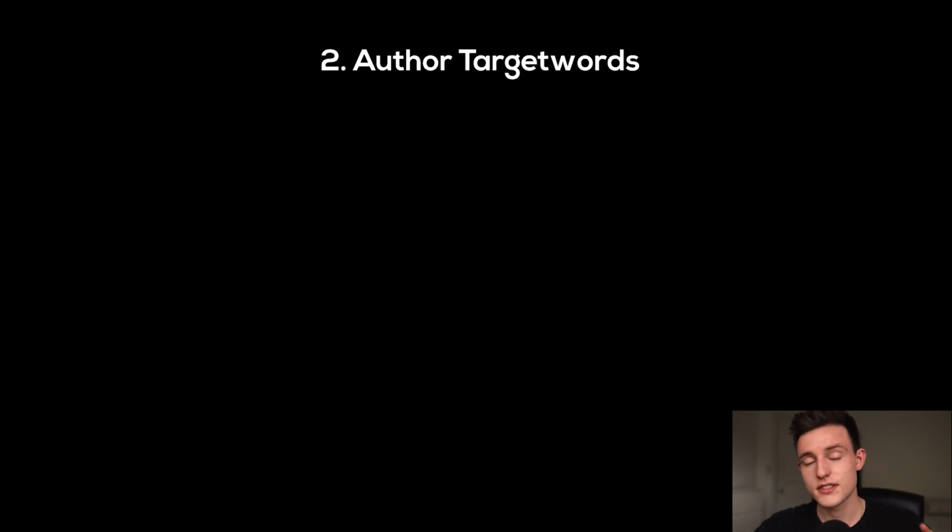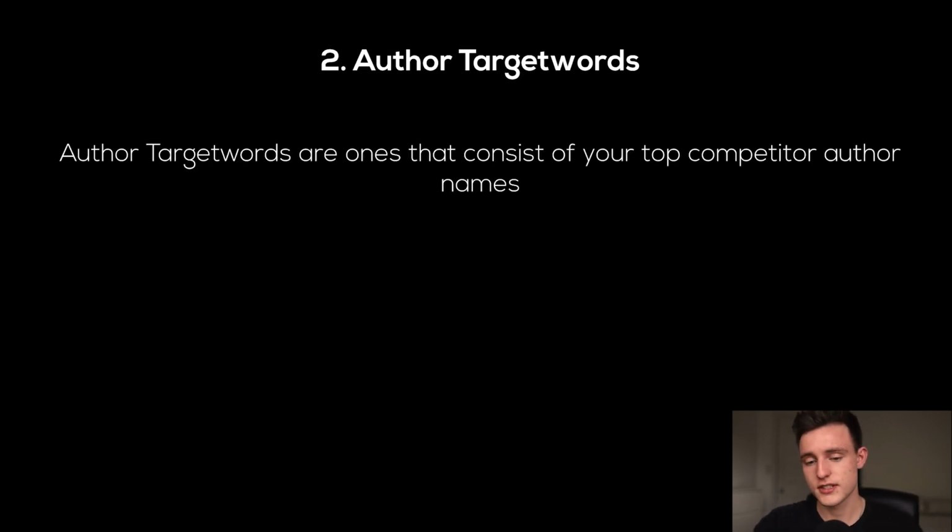Okay, so target word type 2 are author target words. Author target words are ones that consist of your top competitor author names. Yes, this is allowed. It's unlike when you're making your book title. Obviously, you can't put the other author name competitors in your book title. But if you want to target their names with your Amazon ads, completely allowed.